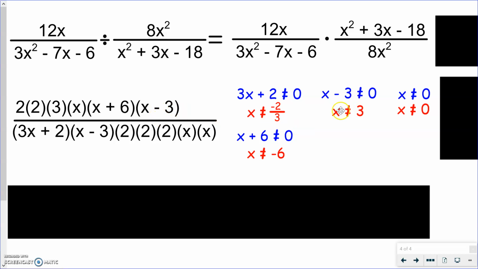x minus 3, we already did that right here. That's the same as this restriction. So this one has 4 restrictions, not 3.